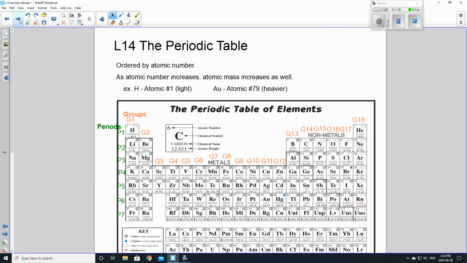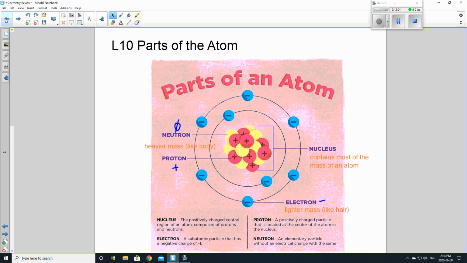Next up we've got the periodic table. Just a reminder, the periodic table is ordered by atomic numbers. Number 1, number 2 is helium, number 3 is lithium, number 4 is beryllium. As the atomic number increases, the atomic mass increases as well. So you have H, which is atomic number 1. It's a very lightweight particle. Why is it the most lightweight? It's because an atom of H only has one proton and one electron.